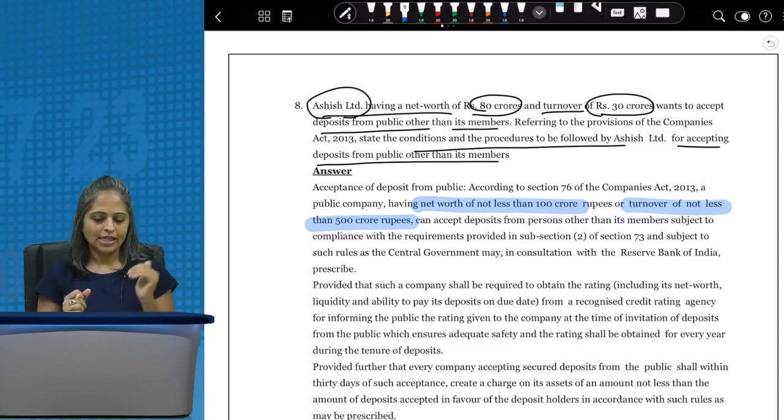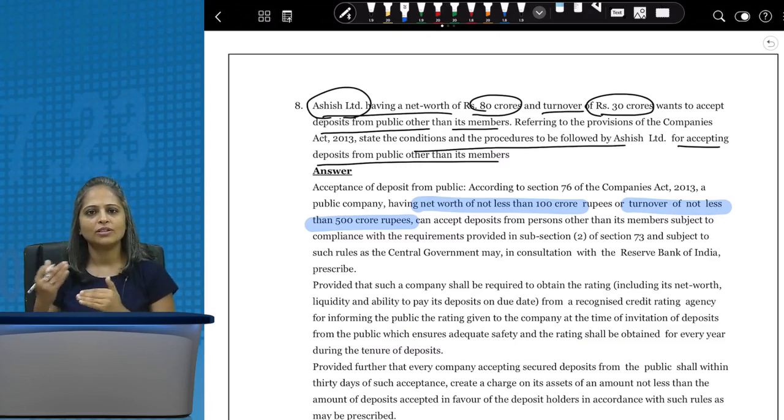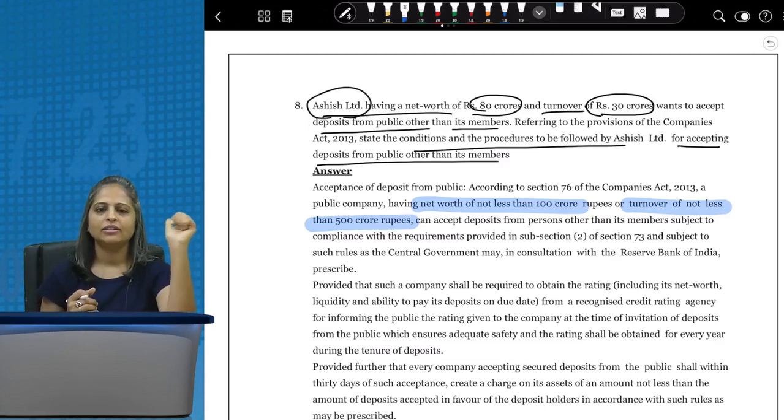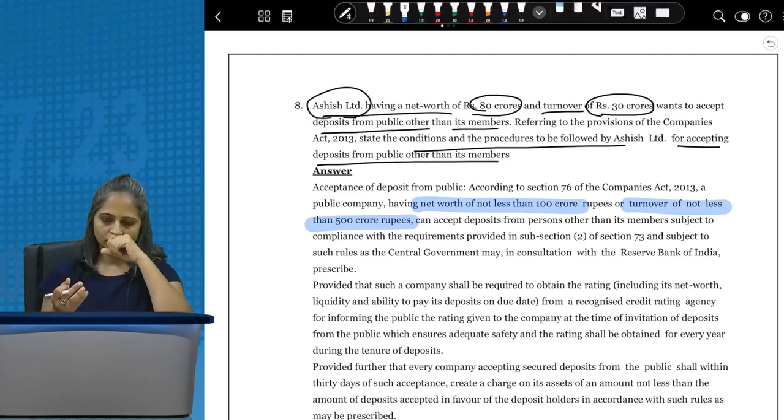Now, in the present case, what is the situation? Ashish has a net worth of 80 crores and a turnover of 30 crores. Is it within the specified limit which is given by the Act? No, because what is the limit which is given? Net worth of 100 crores or a turnover of 500 crores or more. So it's far from the limits which are given, and it's an 'or'.